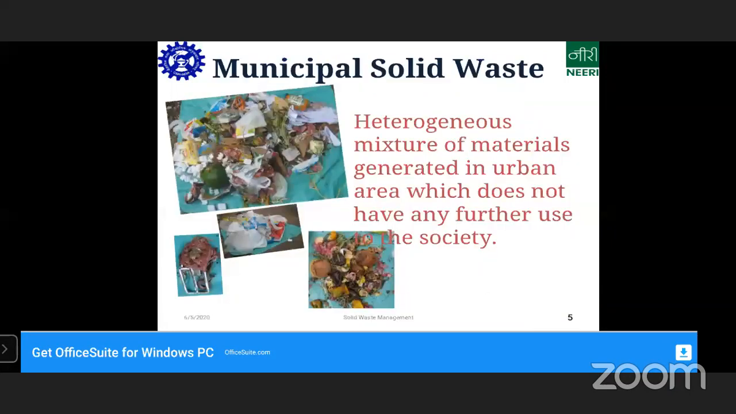So this is how the municipal solid waste will look. We'll be concentrating only on the municipal solid waste: what it is, where it goes, what the properties of it are, and what the main rules are for managing solid waste in an area. Then finally we'll look at what municipal solid waste looks like, which most of us know.